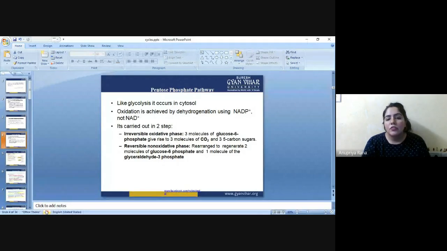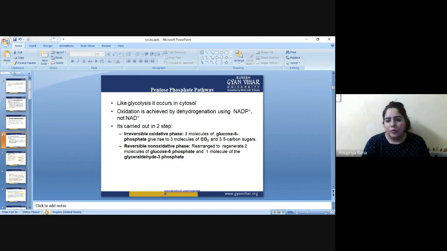So oxidation is achieved by dehydrogenation using NADP, not NAD. This is a very key point. You have to remember it. Whenever any molecule gets oxidized here, this is by dehydrogenation using NADP, not NAD. In many cycles, like even glycolysis and other cycles, you are going to use NAD. So here you have to be very careful. We are not going to use NAD. We have to use NADP.